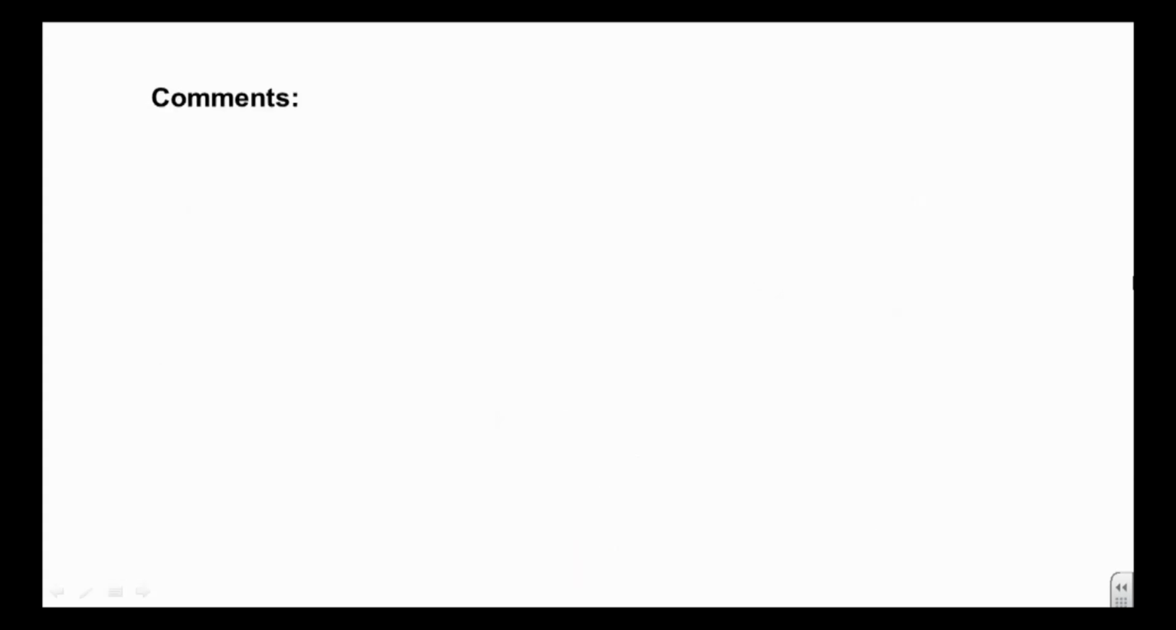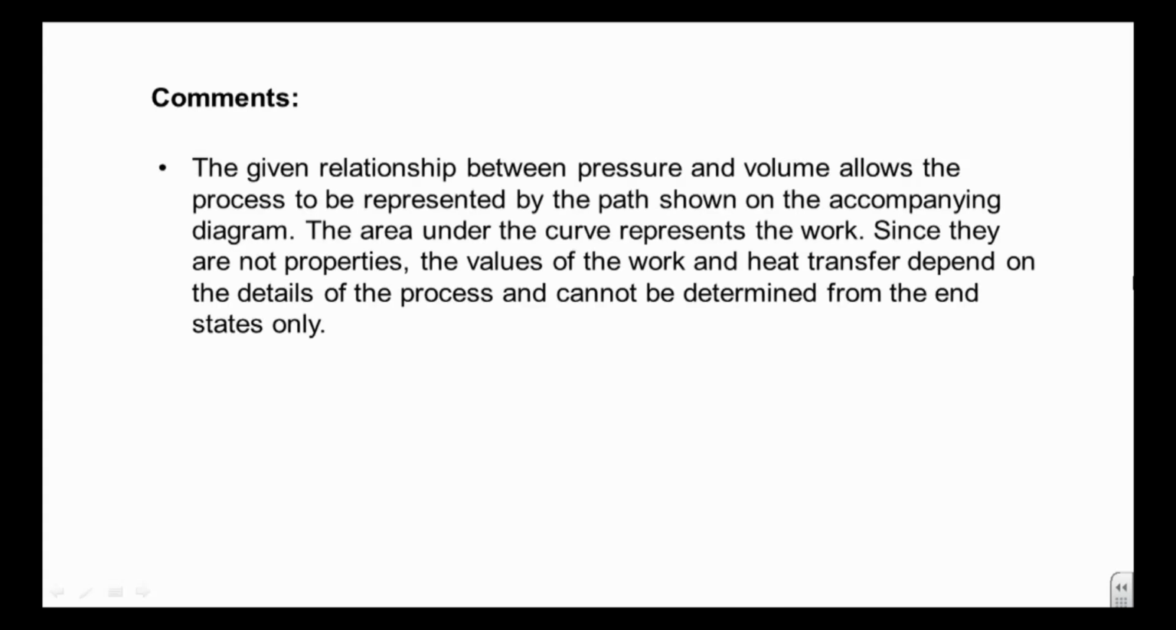In closing, I would like to make a few comments. The given relationship between pressure and volume allows the process to be represented by the path shown on the PV diagram. As mentioned earlier, the area under the curve represents the work. Since work, as well as heat transfer, are not properties, their values depend on the details of the process, that is, the shape of the path, here characterized by the specific exponent of the polytropic process, n equal to 1.5. Heat and work are not properties and cannot be determined from the end states only.